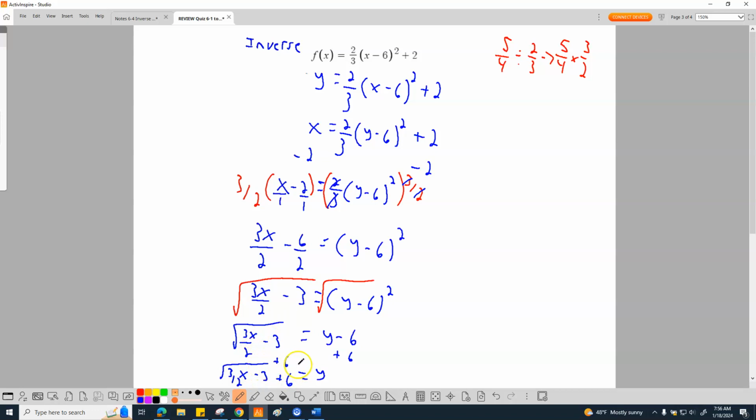That's kind of hard to read because, hold on one second, let me fix it. So there you have it. That's your full answer. You have y equals the square root of 3/2 x minus 3, and then outside of the square root, plus 6. That's how you do it. Good luck.